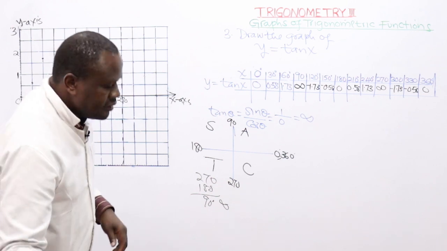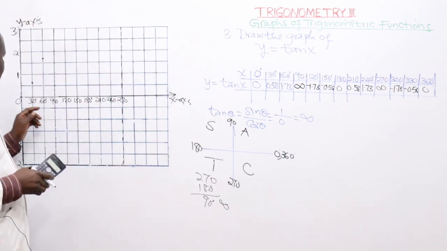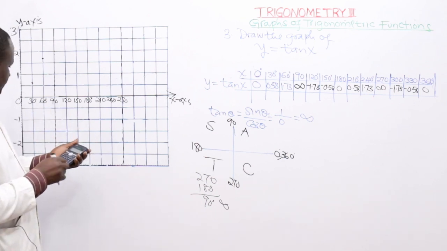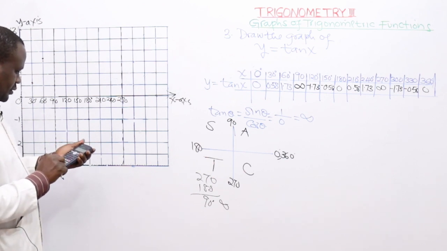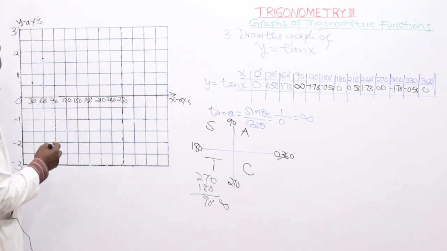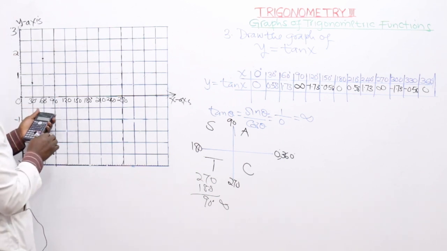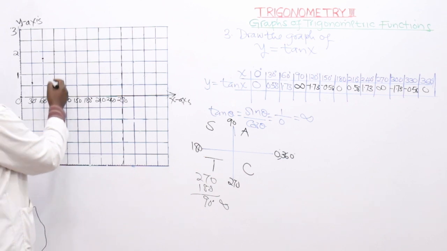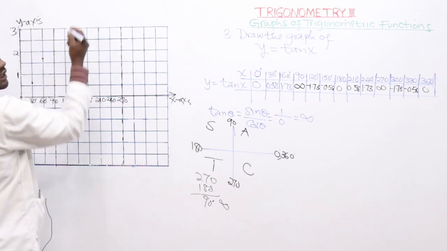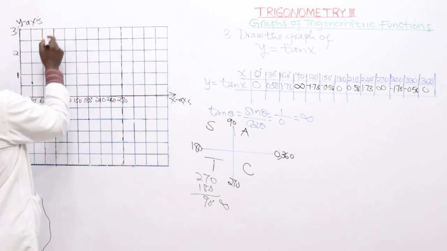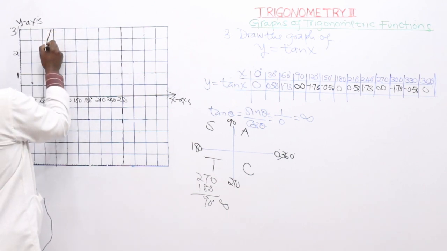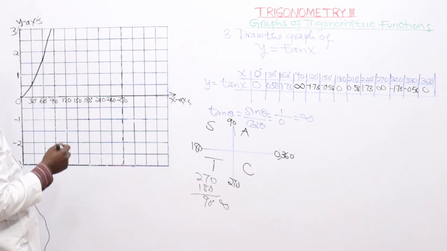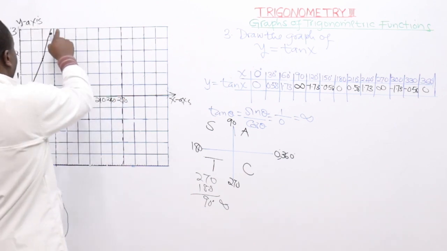But let's check the tangent of a number between 60 and 90. 75. The tan of 75 is 3.7. So it's a very big value. It goes beyond 3. So we first draw this graph. It should look like this. We plot that one first. Then we plot the next one. It should never touch this line.